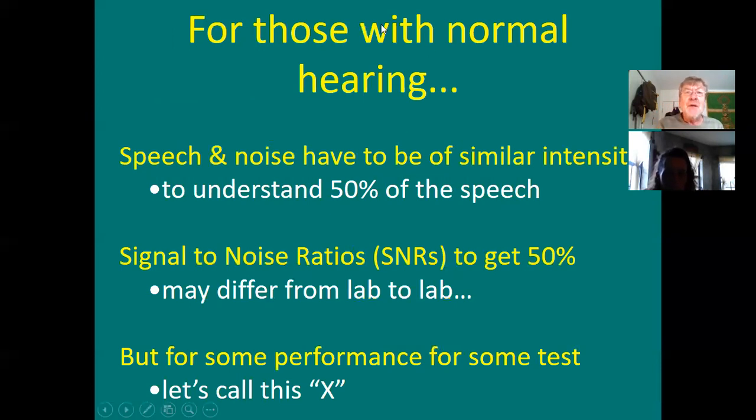For normal hearing people, and I'll stop sharing for a second, if the speech and the noise are even-steven, the normal hearing person will understand about half of speech. So if the noise is 60 dB SPL and the speech is 60 dB SPL, there is a 0 decibel signal-to-noise ratio because they are even. I'm going to hear about 50% of the speech. If the speech is 70 and the noise is 60, there's a 10 dB signal-to-noise ratio. I'm going to get all of it.